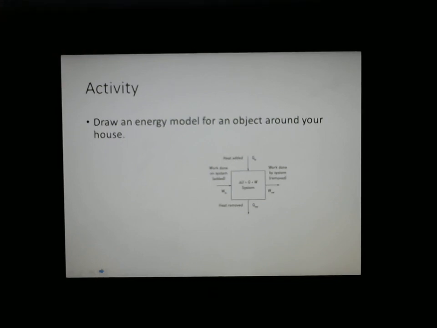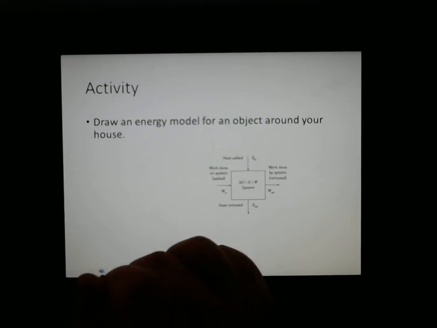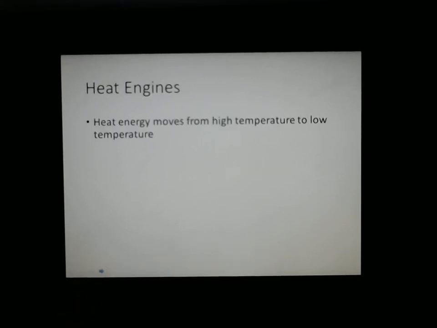Okay, so if we think back to when we were talking about energy transfer around video 3, heat moves of its own accord from areas of high temperature to areas of low temperature. Okay, that's nothing particularly new. Ice cream melts, heat moves into it. Hot drinks cool down as heat moves out of it into the environment.